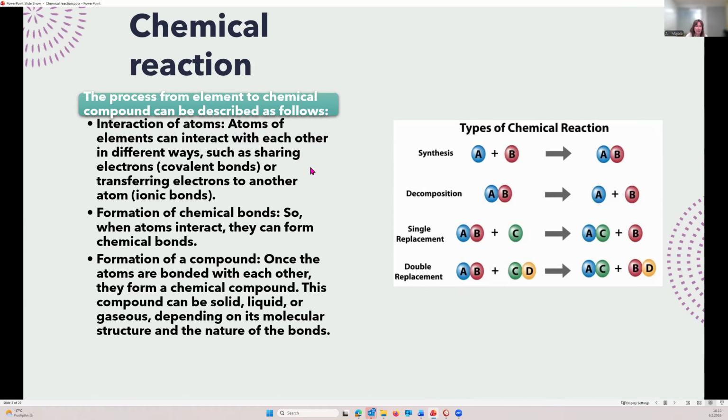So we were talking about the atoms forming bonds with each other, like covalent bonds, ionic bonds, and this happened, of course, through the chemical reaction. And then, of course, a chemical compound is being formed. It can be solid, liquid, or gas, and that depends on its molecular structure and the nature of the bonds.